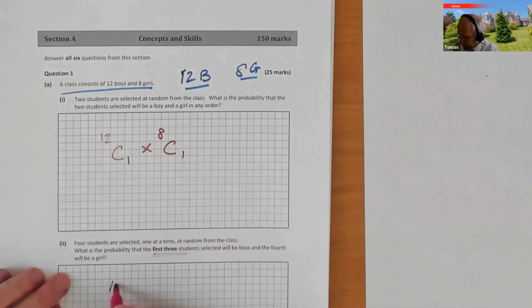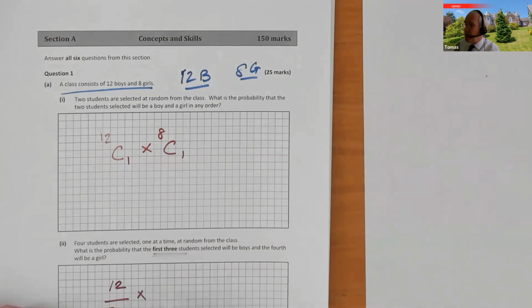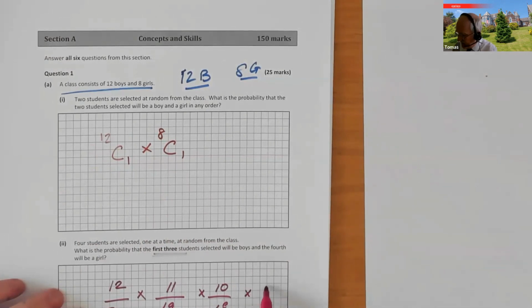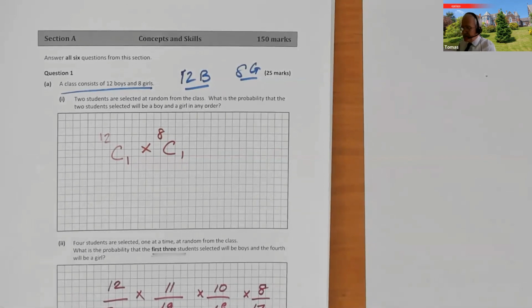Well, the first one being a boy would be 12 over 20. Because you can't pick the same boy again, you've got to reduce it then to only 19 left. And there's 11 boys left. Then there's 10 and there's only 18 left. And then you want a girl and there's 8 of those and there's 17 left. And that's how that will be done.